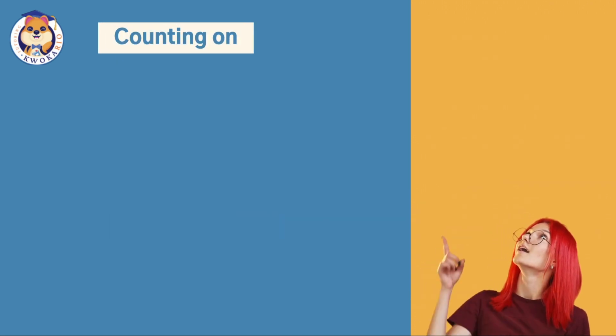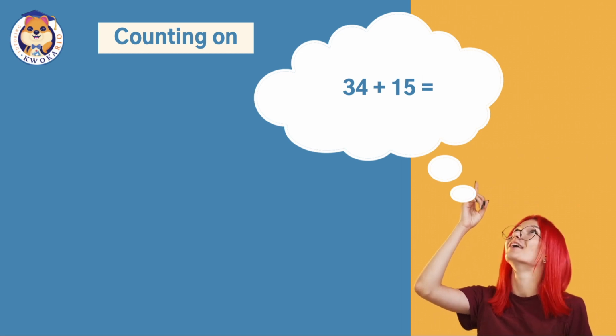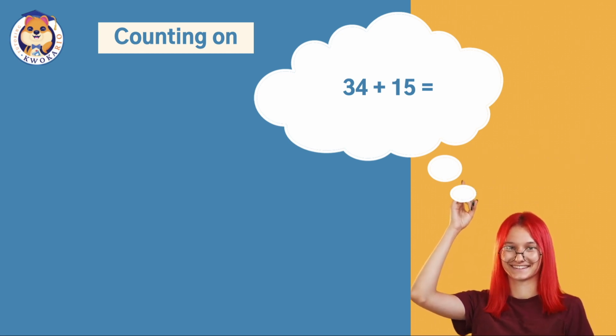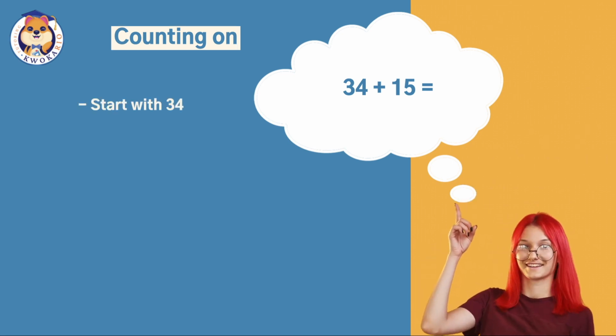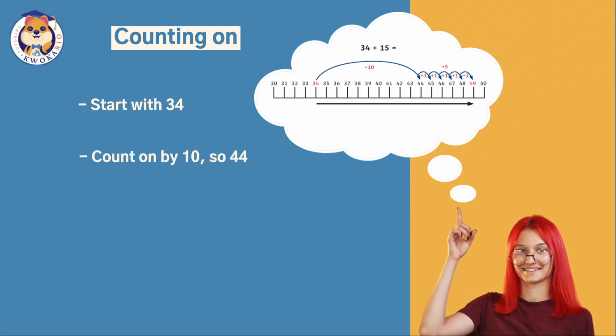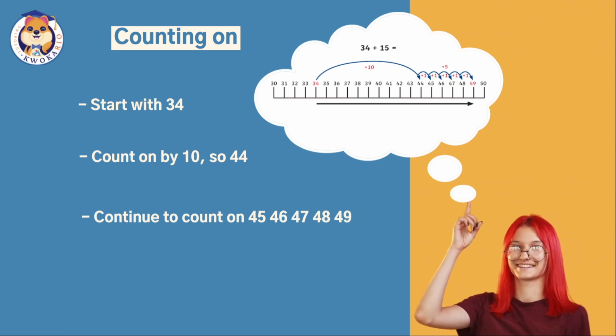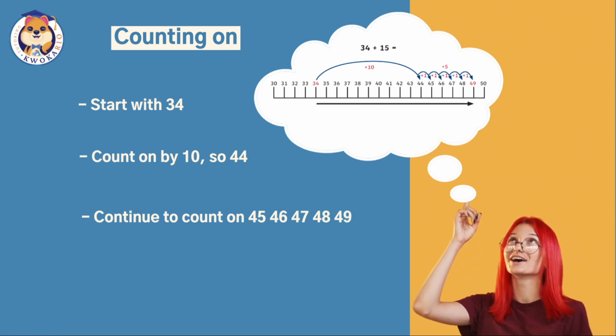With the bigger numbers, your child can count on by 10. For instance, we have 34 plus 15 equal. To solve this problem, start with 34. Then count on by 10, so 44. Continue to count on 45, 46, 47, 48, 49.